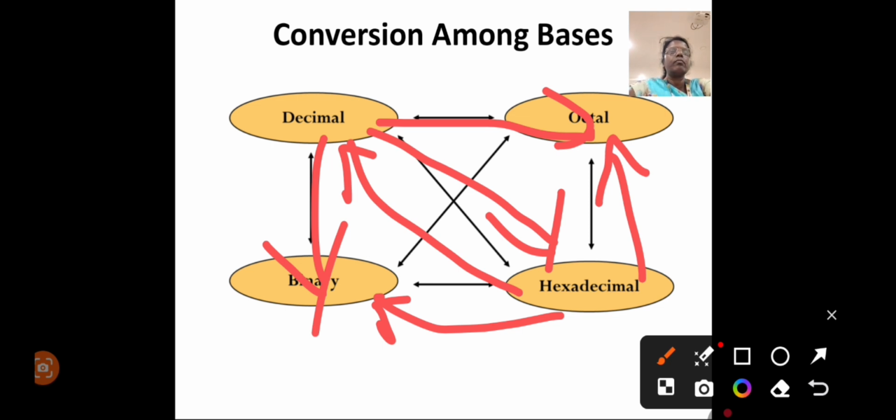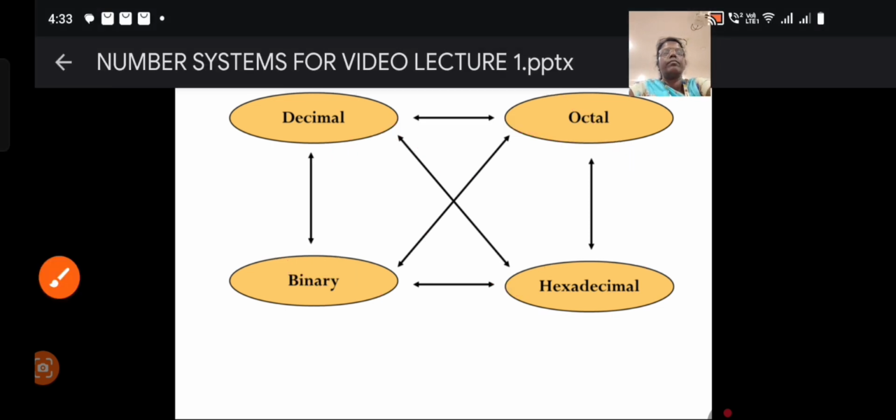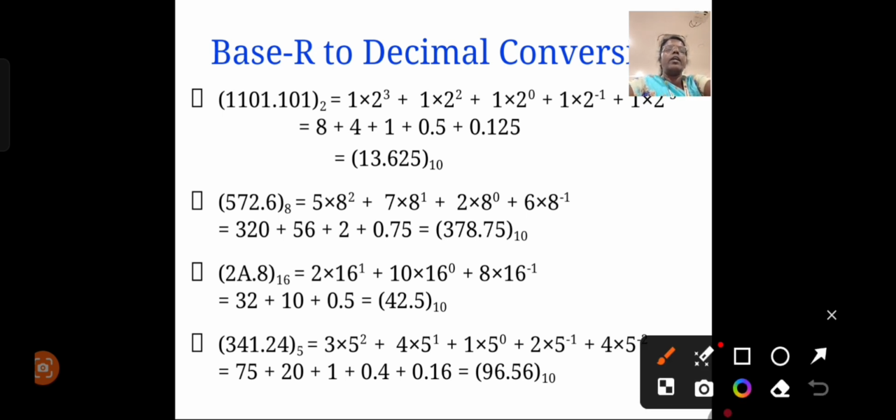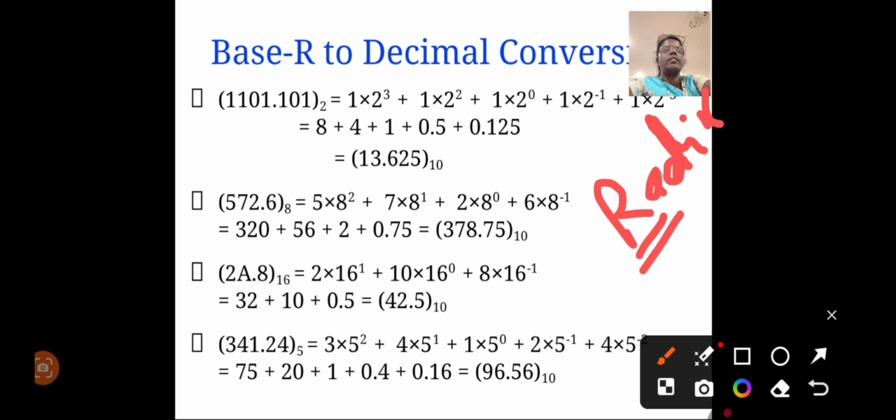Now, the entire conversion process can be categorized into two groups. One is decimal to any number system, and then any number system to decimal. That's the way we are going to understand. Okay, first consider any number system to decimal conversion. So what do you mean by base R? Actually R is radix, right? The other name for base is radix. The first letter of radix is R. So we can call it the base R system or radix system.